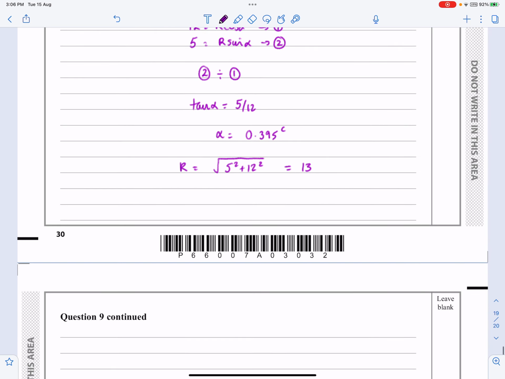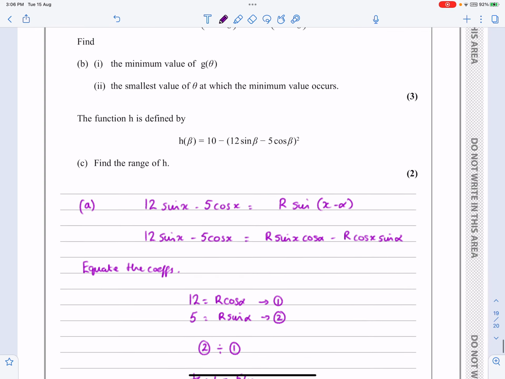Make sure we actually answer the question. The question said 12 sin x minus 5 cos x, and it said write it in the form r sin(x minus alpha). So that's 13 sin(x minus 0.395). So that's actually the answer for part A. What does part B say?